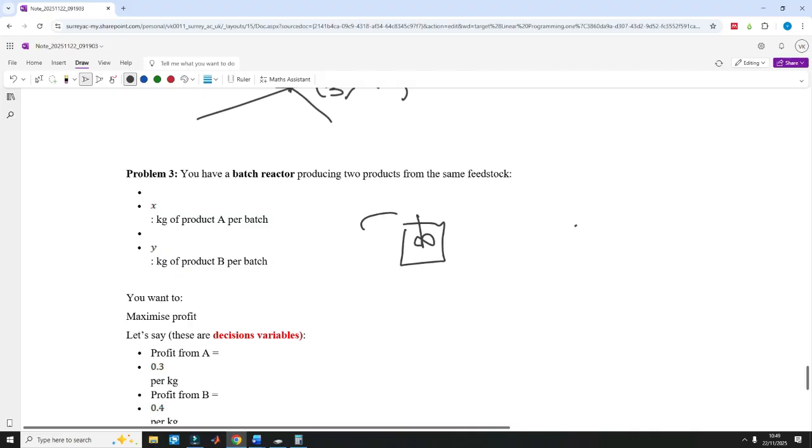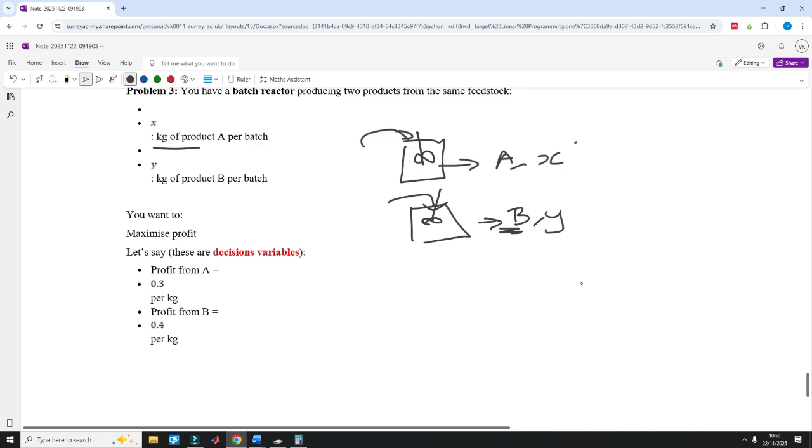We use the same feedstock to produce a product called A, and then we perform another set of reactions in the same reactor using the same feed, and we get another product called B. X represents the kg of A you produce per batch, and Y represents the kilograms of product B that you produce per batch, and all you need to do is maximize the profit.